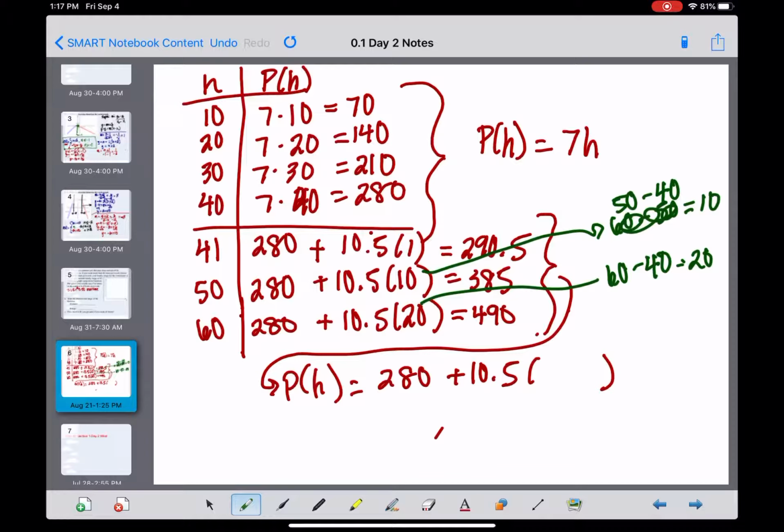Okay, so we're taking the number of hours we worked minus the 40, because those first 40 we don't get paid the additional $10.50. Now we just have to put it all together in our piecewise function. You could multiply this out and distribute, but I'm not going to make you. It's optional if you want to do that.